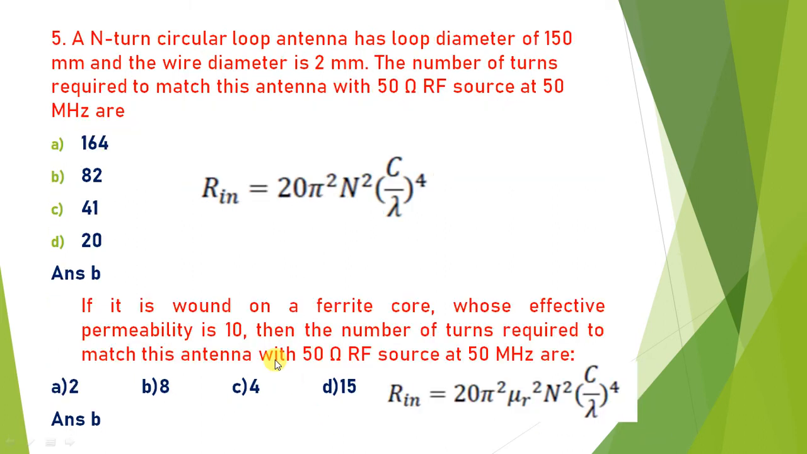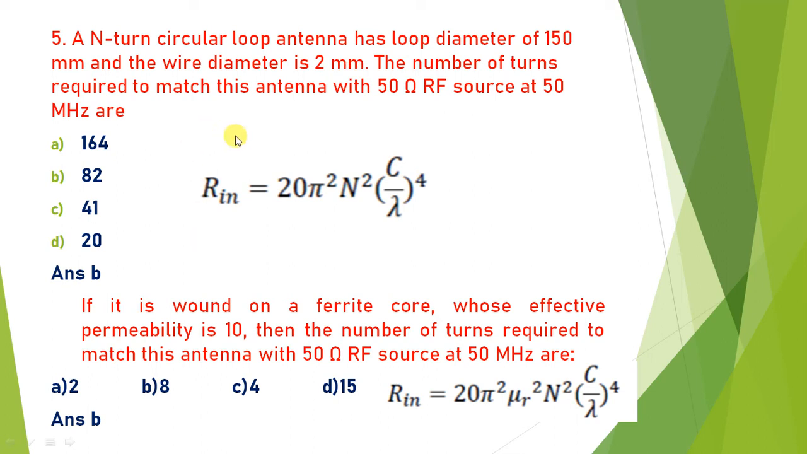N turn circular loop antenna has loop diameter, so diameter is given to you, 150 millimeter. Wire diameter is 2 millimeter. We have to find the number of turns to match this antenna with a 50 ohm source at 50 megahertz. Frequency is given, input impedance is given, loop diameter is given. Find out the value of N.